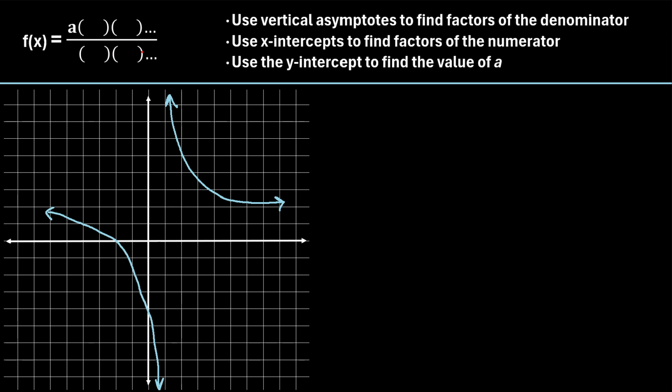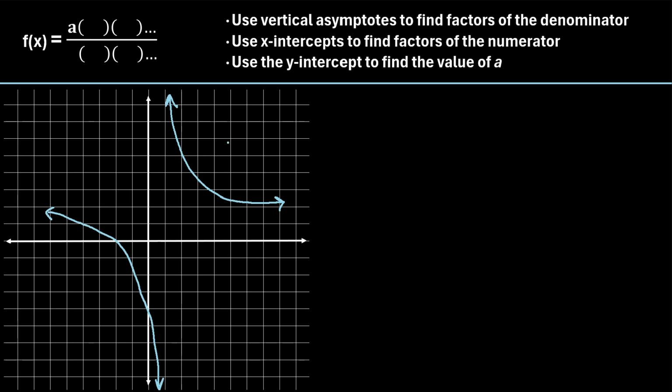divided by some factors in the denominator. And the way that we actually find these values is we can use these three rules of thumb right here. So we use the vertical asymptote in the graph to find the factors of the denominator, so these factors. We use the x-intercepts of the graph to find the factors of the numerator, so these factors right here. And then we use the y-intercept to find the value of this constant a. So let's go ahead and work through this example.